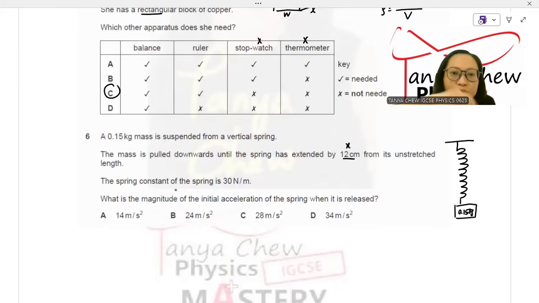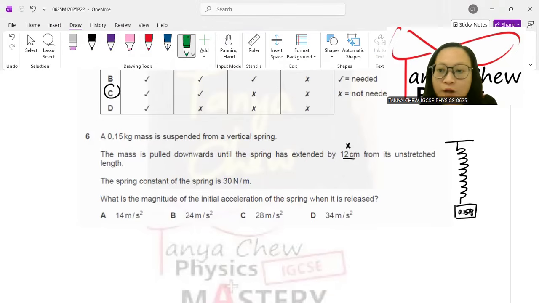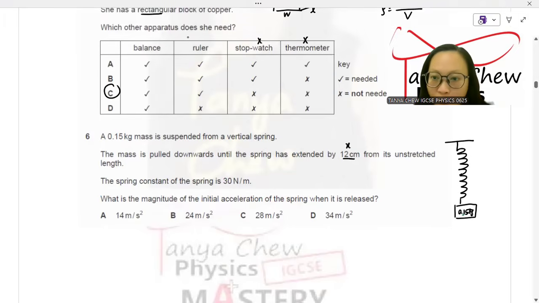So that is why the mass will be pulled up by a resultant force. That resultant force is actually from the spring. So you have to identify the two forces that are acting on the spring. One is the weight of the mass downwards. The other one is the force exerted by the spring.